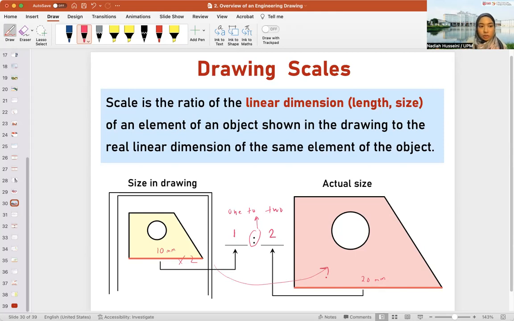Kenapa saya cakap actual drawing ni 2? Kenapa saya tak cakap dia 1? For example, I want to say this 20 millimeter is 1. So if this guy is 1, what should be my size in drawing over here? Anyone? What should it be? 0.5? Half ataupun 0.5, yes. 0.5 to 1. Tapi kenapa saya tak tulis macam ni?